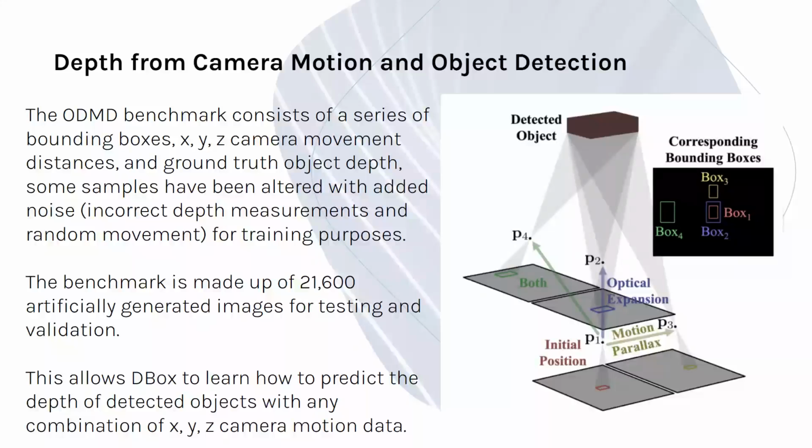The ODMD benchmark consists of a series of bounding boxes, XYZ camera movement distances, and ground truth object depth. Some samples have been altered with added noise, including incorrect depth measurements and random movement for training purposes. The benchmark is made up of 21,600 artificially generated images for testing and validation. This allows DBox to learn how to predict the depth of detected objects with any combination of XYZ camera motion data.